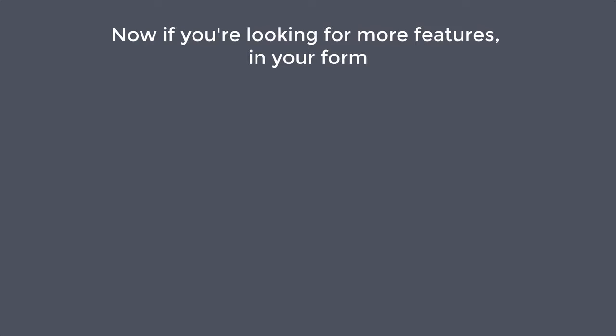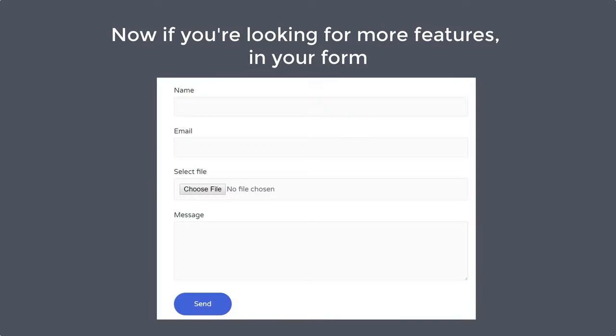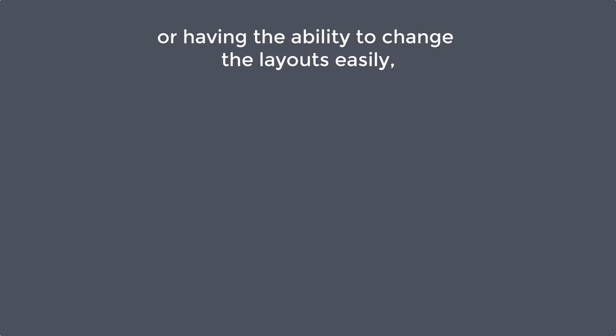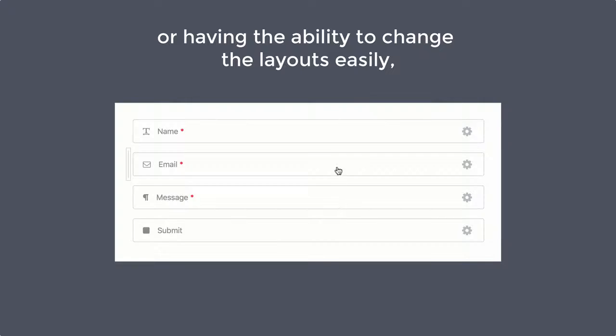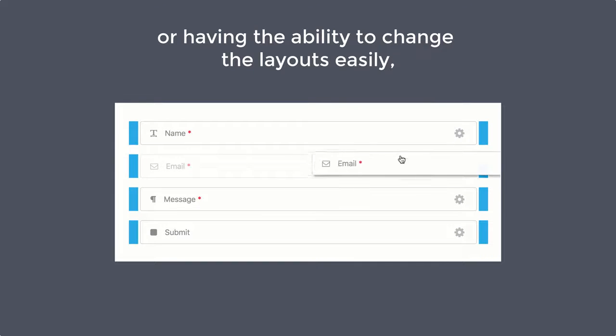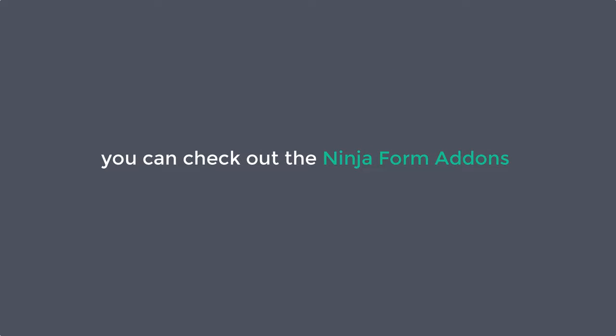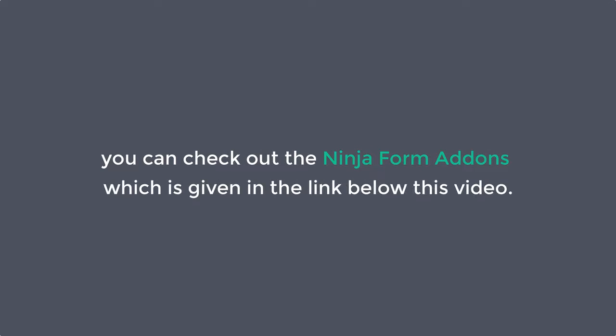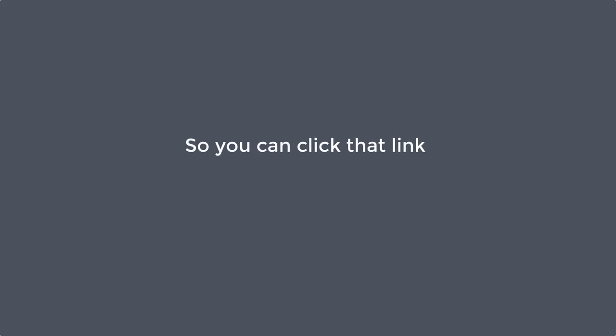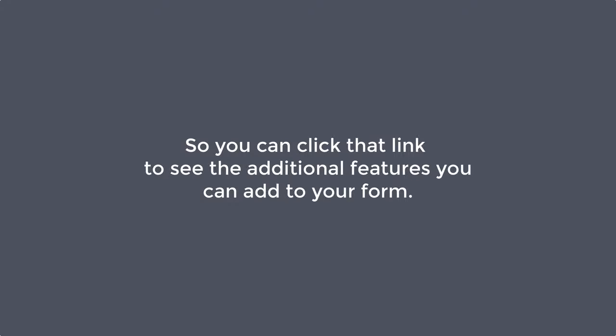Now if you're looking for more features in your form, like having the option to upload files directly in the form, or having the ability to change the layouts easily, like this, you can check out the Ninja Form add-ons, which is given in the link below this video. So you can click that link to see the additional features you can add to your form. So this is how you can create a contact form or any other form in WordPress.